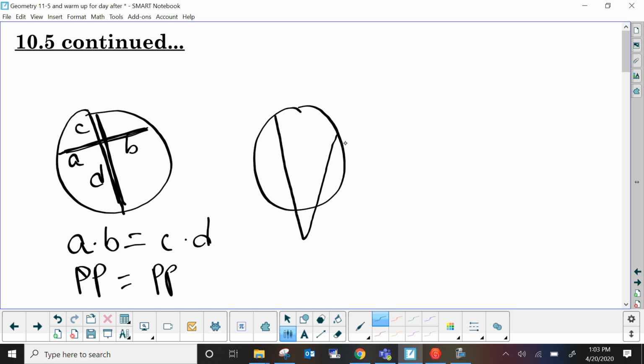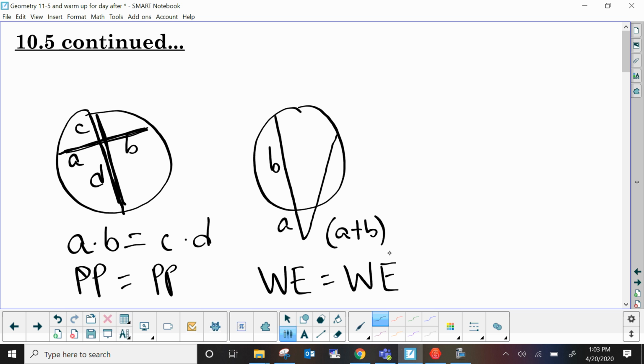All right, the second one was two secants. When you have two secants, remember it was WE. W stood for the whole thing. So we did A plus B, because that was the whole thing, times the E, which is the exterior, and that is going to be equal to the whole of the other one, which was C plus D times the exterior, which was C.